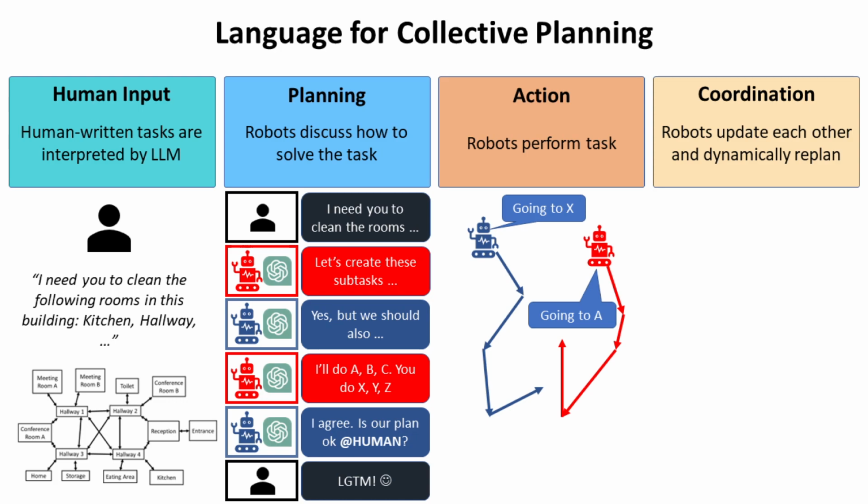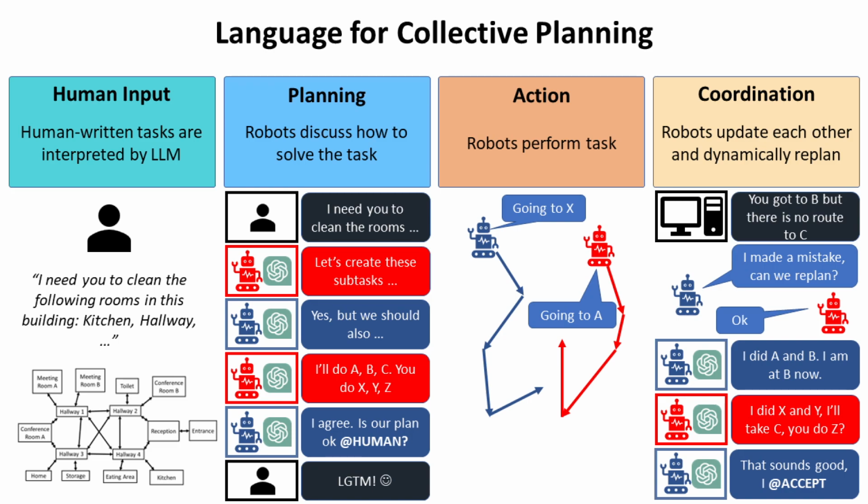Finally, the robots can coordinate and can actually dynamically update and replan if anything goes wrong. So if a robot discovers that it can't get somewhere, or that it made a mistake, or even that the large language model hallucinates, which is always a possibility, they can initiate a replanning process with their neighbor and have another go adjusting the plan on the fly to achieve the task.